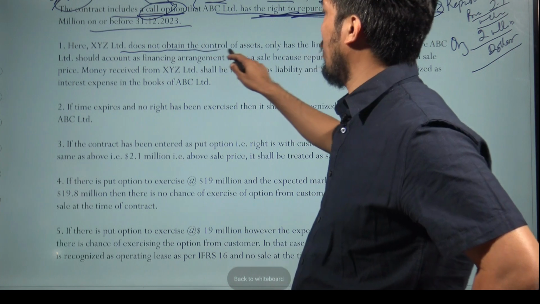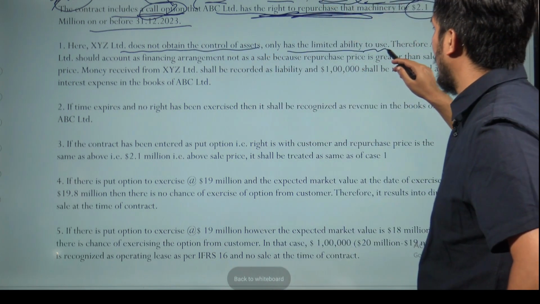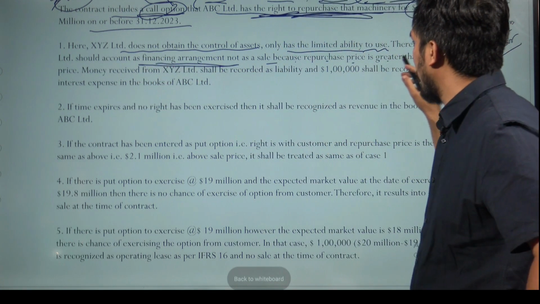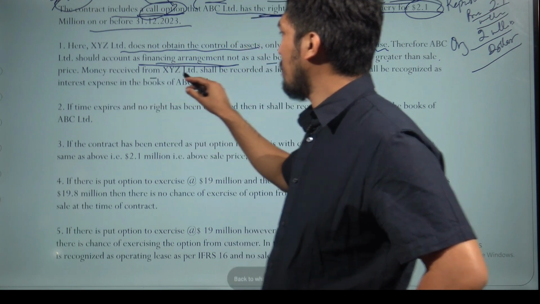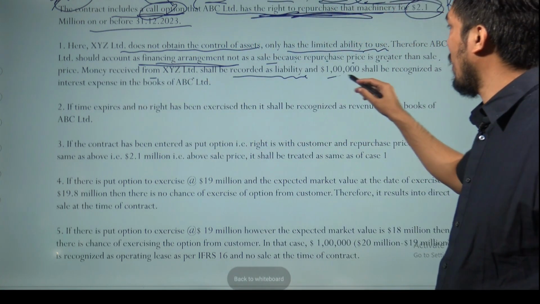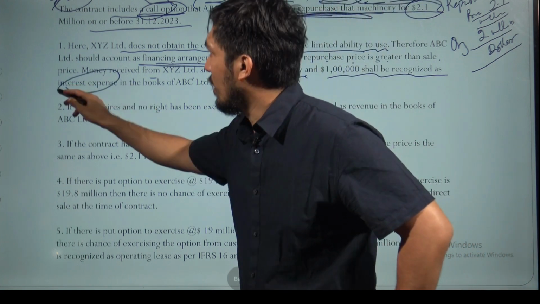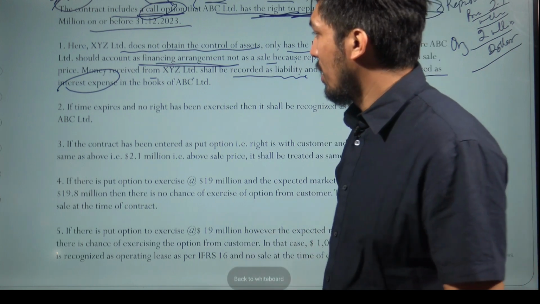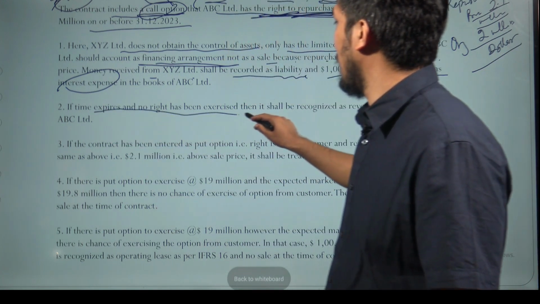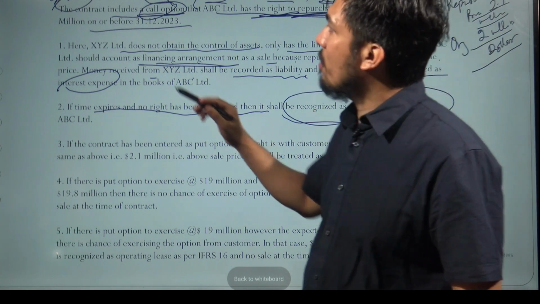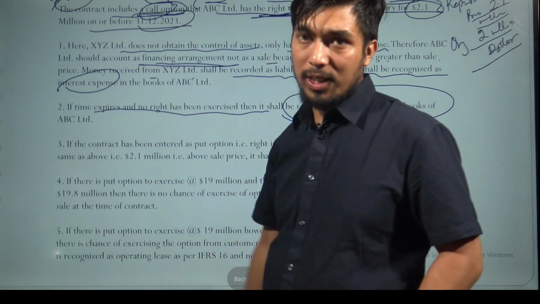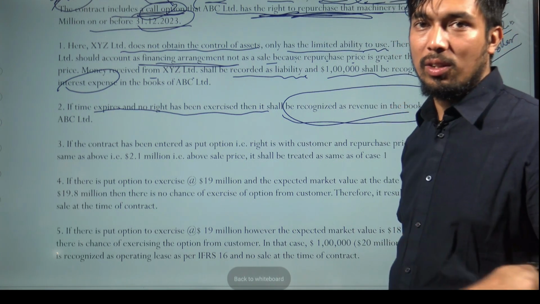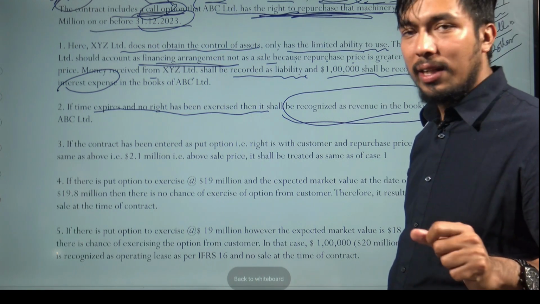XYZ Limited does not obtain the control of the assets, it only has a limited ability to use. Therefore, ABC Limited should account for it as a financing arrangement, not as a sale, because the repurchase price is greater than the sale price. Money received from XYZ Limited shall be recorded as a liability and 1 lakh shall be recognized as interest expense in the books of ABC Limited and interest income in the books of XYZ Limited. Second scenario: if the time expires and no right has been exercised, then it shall be recognized as revenue. Even after the expiry of December 2023, if there is no exercise of the option by ABC Limited, then that is a certain sale. Then ABC Limited can recognize the revenue.